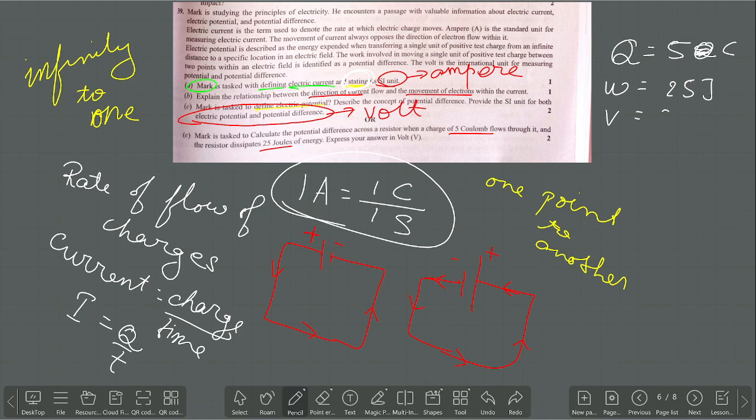V value we are going to find. So what is the formula? V is equal to W by Q. What is the value of W? 25. What is the value of Q? 5. 5 fives are 25. So V is equal to 5 volt.